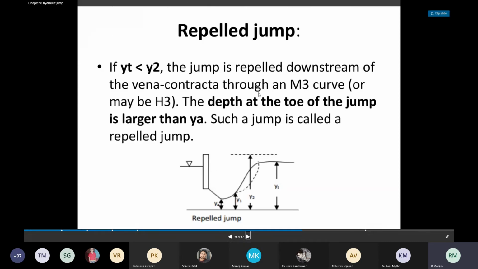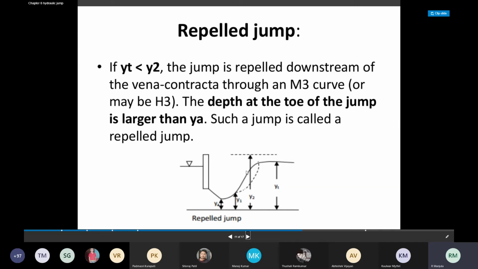Similarly, there is a rippled jump. A rippled jump is when YT is less than Y2. YT is the tailwater depth, but Y2 is your alternate depth. So when the tailwater depth formed is less than the actual alternate depth, the jump is rippled downstream of the vena contracta through an M3 curve, or maybe H3.